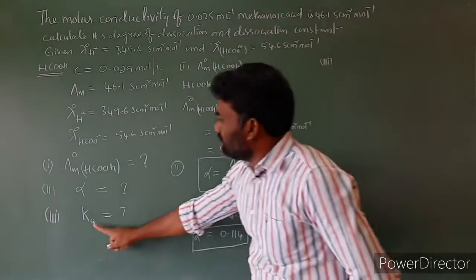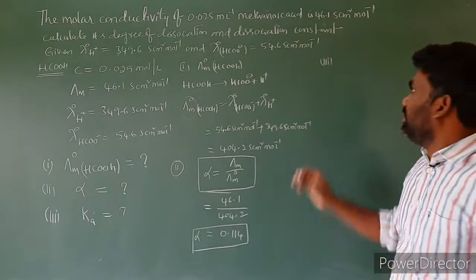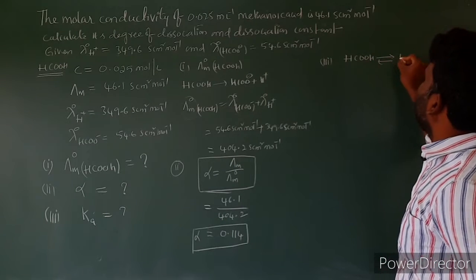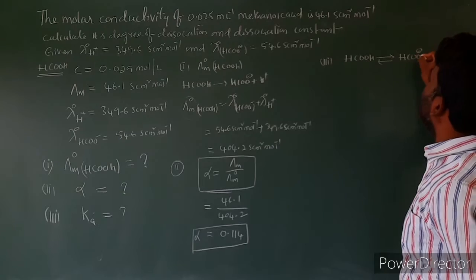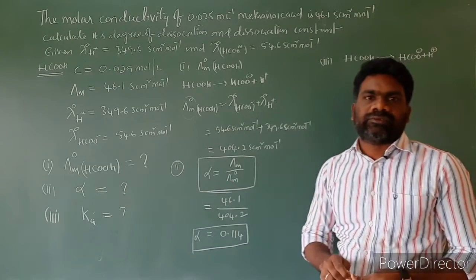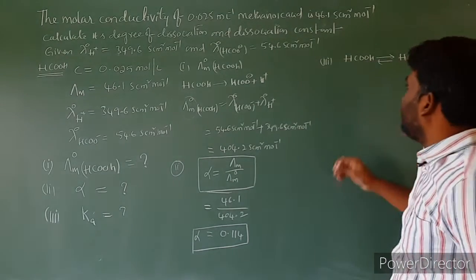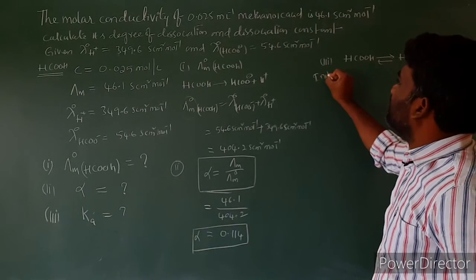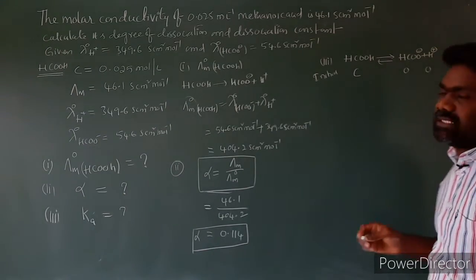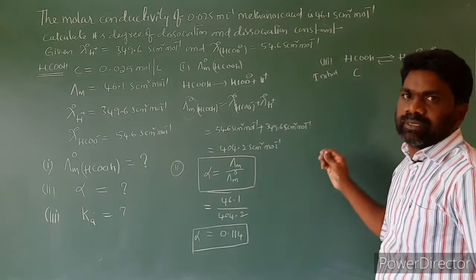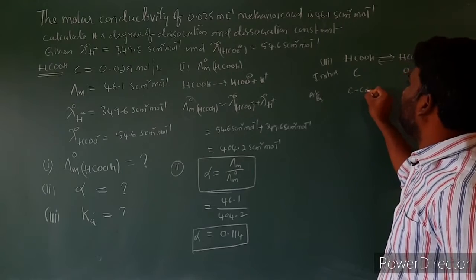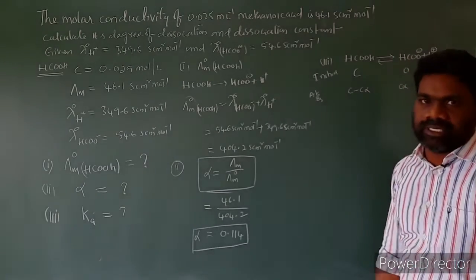Next, third question is the Ka value we have to find out. HCOOH gives rise to HCOO minus plus H plus. So for this case we have the Ka formula. Ka is equal to C alpha square by 1 minus alpha. Otherwise we can derive it also. Initial concentration of HCOOH is C, and the concentrations of the products are taken as 0. Already we derived this in applications of Kohlrausch law of independent migration of ions. At equilibrium, the concentration is C minus C alpha, and the products will be C alpha.